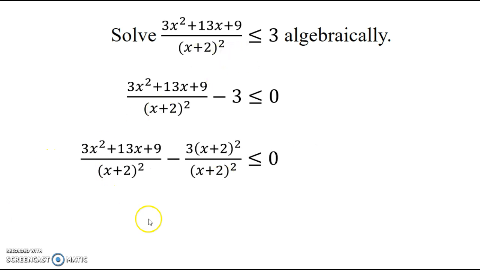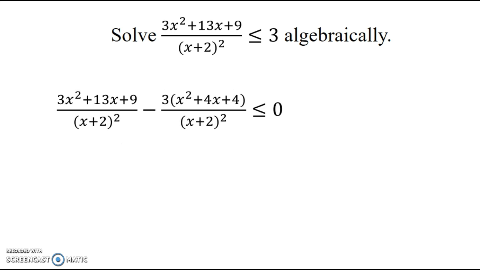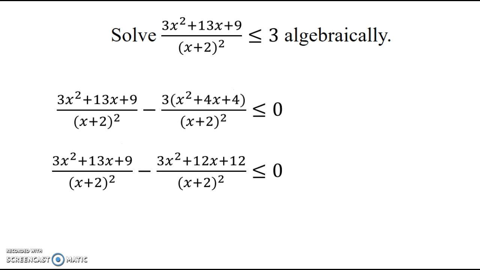Once I've got a common denominator, I'm going to go through a simplification process. And I'm going to do it in a couple of steps. So the first thing I'm going to do is expand that x plus 2 squared in the numerator. So I've got x squared plus 4x plus 4. Next, I'm going to distribute that 3 in. So when I distribute that 3 in, I've got 3x squared plus 12x plus 12. And now we've got it in a form that makes it a little bit easier to work with.